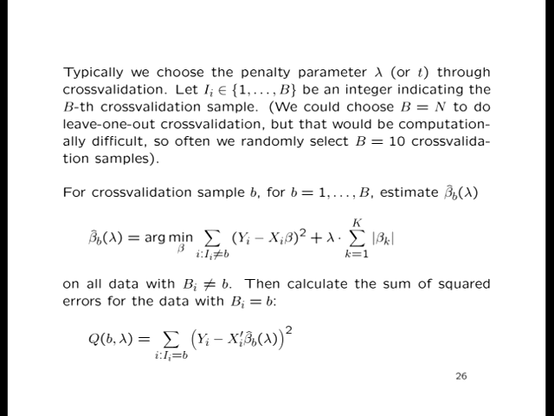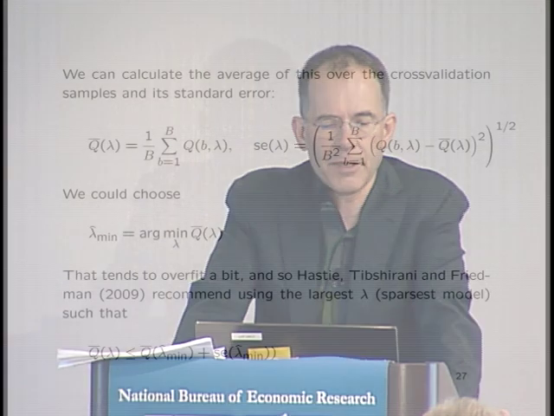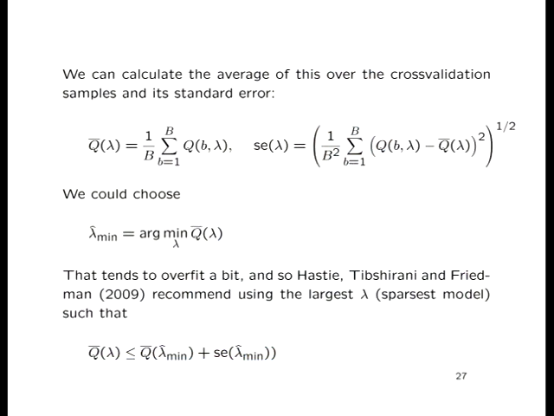People do 10-fold cross-validation. So we divide the sample into 10 cross-validation samples. For each of those 10 samples, we first estimate the model for a given value of lambda on the remainder, on the 90% of the data. Then we calculate the sum of square deviations for that value of lambda. We sum up over all the cross-validation samples, and in principle, that's something we could minimize over the cross-validation parameter. That's not quite what is typically done.